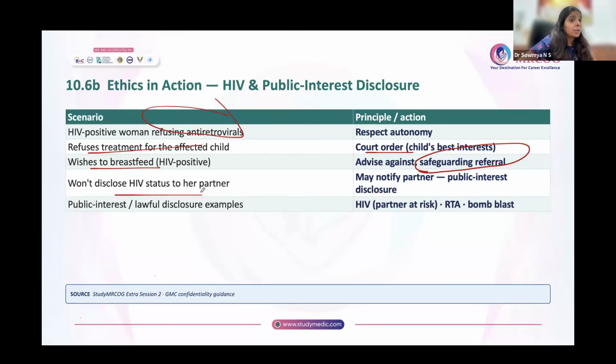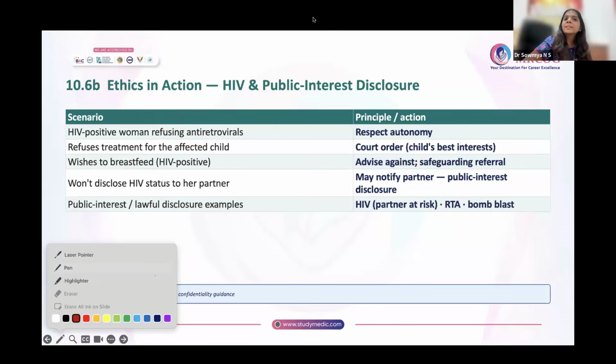She won't disclose her HIV status to her partner. See, you're putting somebody else at risk. So you will encourage her to notify her partner. If not, you will notify the partner, so that public interest disclosure is done. Public interest and lawful disclosure, where you don't care about confidentiality, covers three such things. One is HIV with a partner at risk. Second, road traffic accidents, where you would disclose because you cannot deny the identity. Third, in any case of bomb blast or terrorist activities, you are supposed to give them the lawful disclosure. Are we good here, guys?